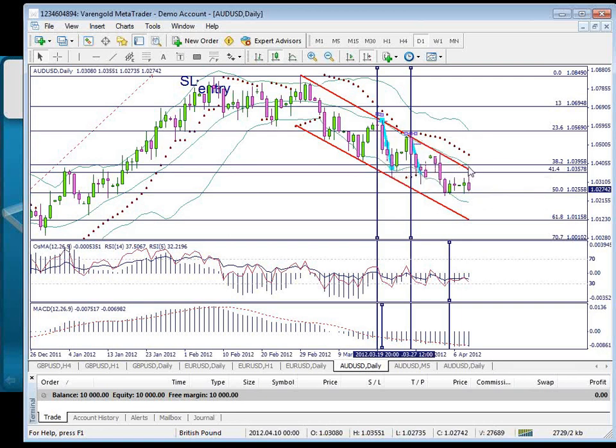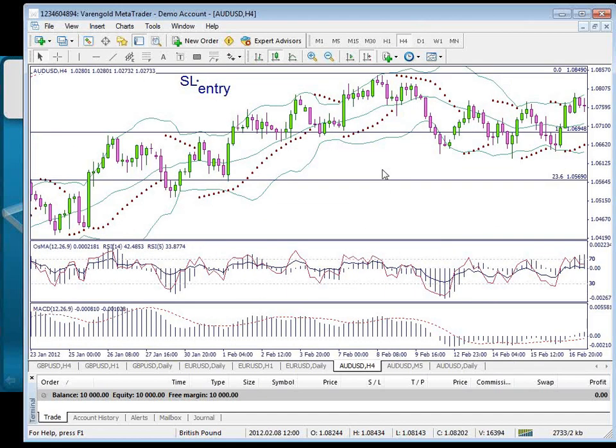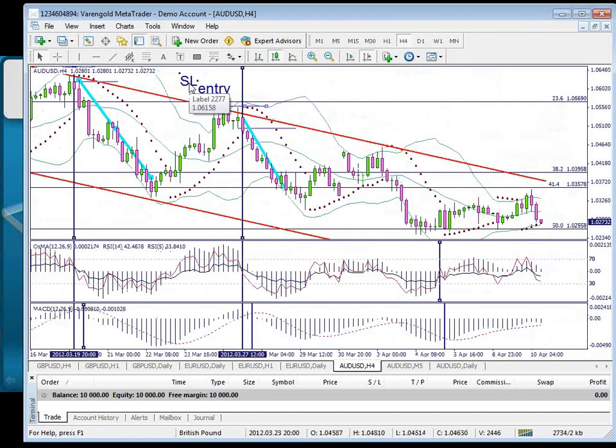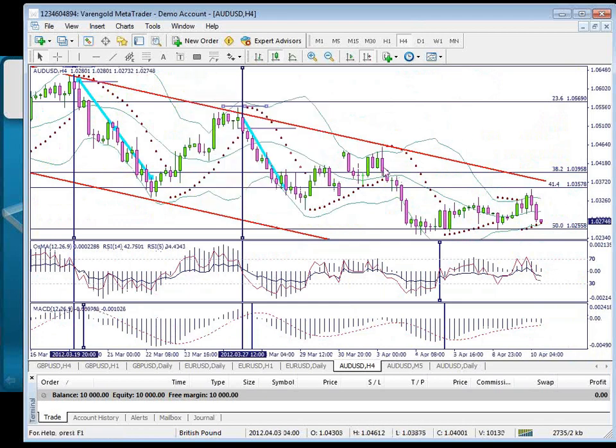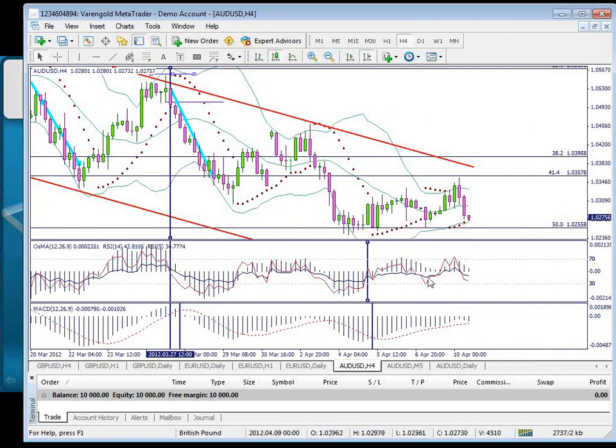We have to see if the pair will test this trend line. The pair already tested this area, 38.2, 41.4, but was rejected. We don't have a clear signal for sell. We don't have a clear signal for buy. I'm referring to a position open for a longer period. Here it just made one signal for sell, so it's not a good moment.